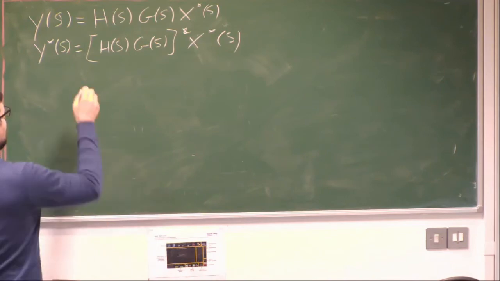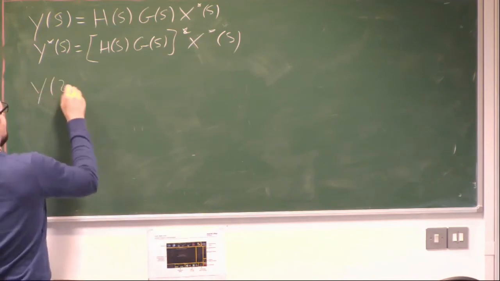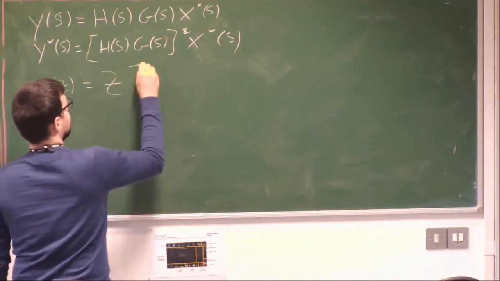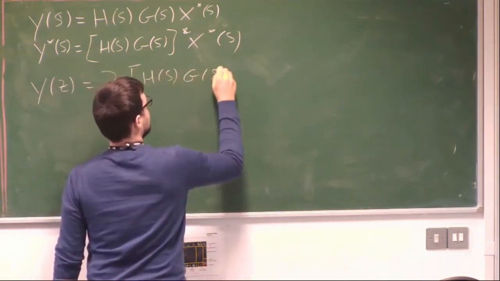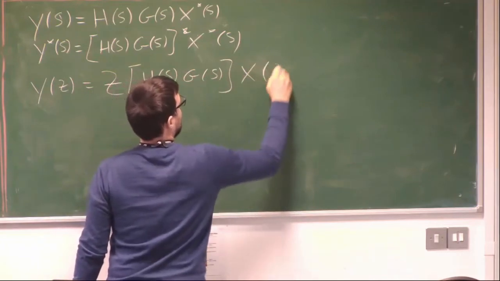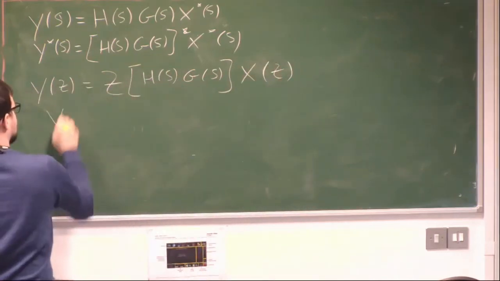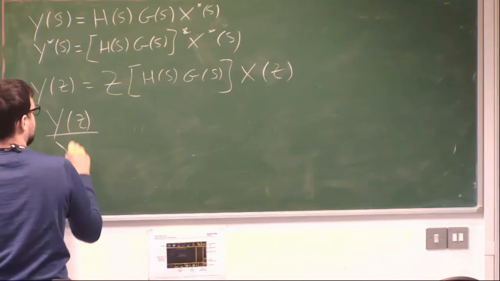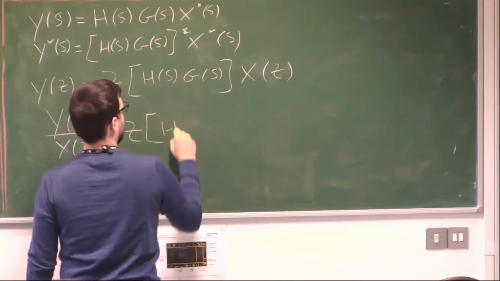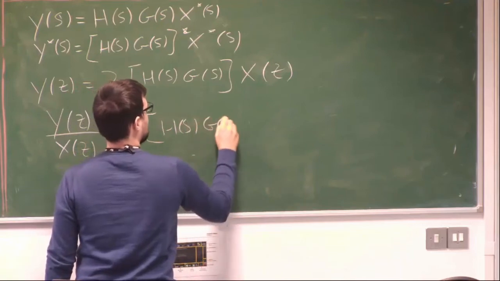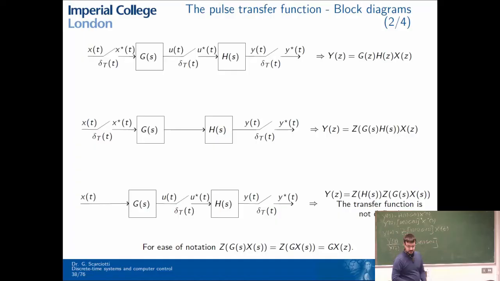And the reason is that none of these is actually starred already. So now we can go to the z domain, and we have that y of z is equal to the z transform of h of s times g of s times x of z. And so the transfer function is well defined and is equal to the z transform of h of s times g of s. Okay? So going back to the slide, we can compare these and these. In both cases, the transfer function is well defined.